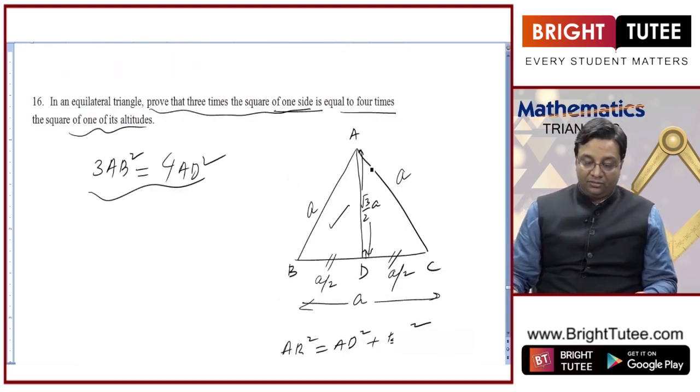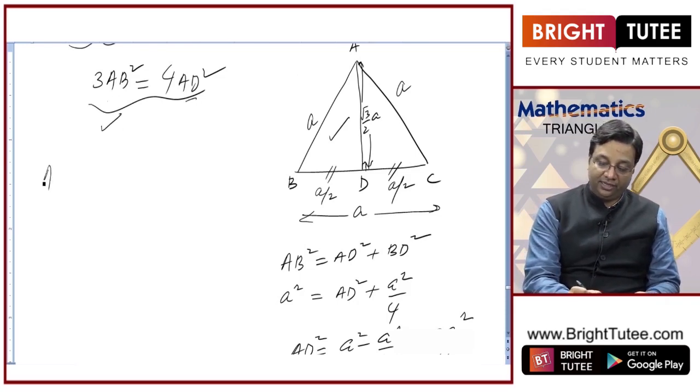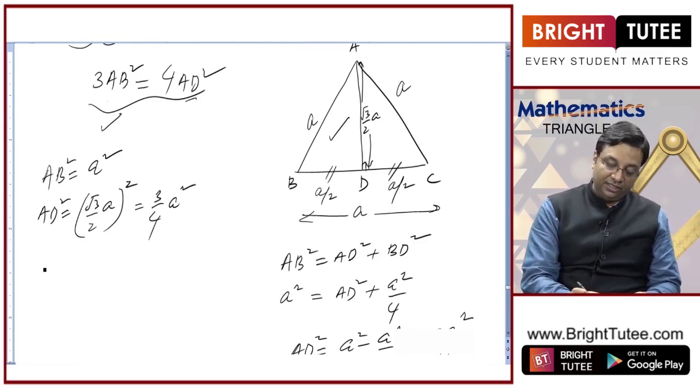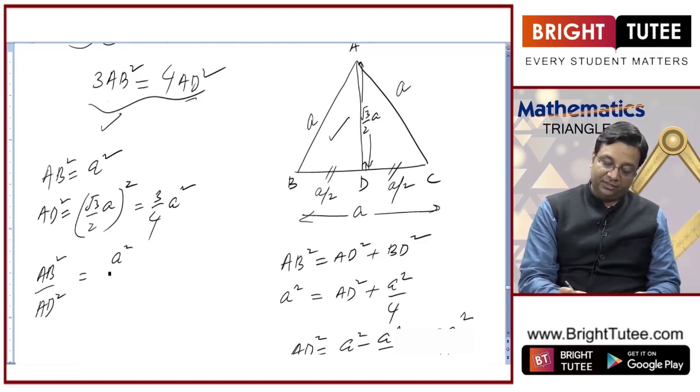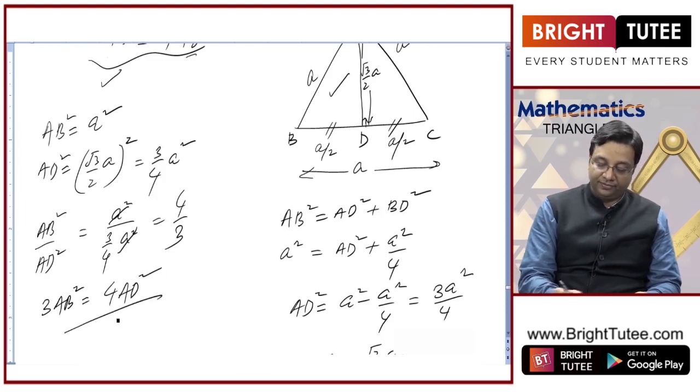Okay. Now what you can do is you can compare these AB and AD. So AB square is nothing but a square, AD square is nothing but root 3 by 2 a whole square, that is 3 by 4 a square. Okay. Now AB square by AD square can be written as a square by 3 by 4 a square. So a square will be cancelled and it will be 4 by 3. So 3AB square is equal to 4AD square.